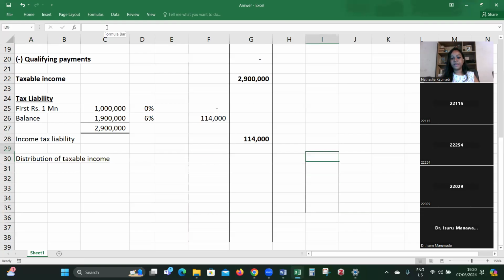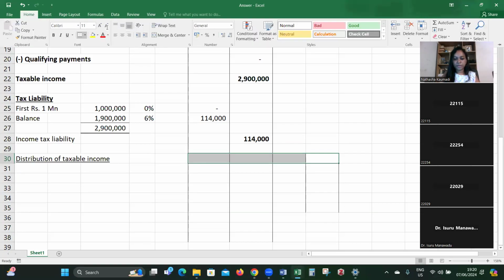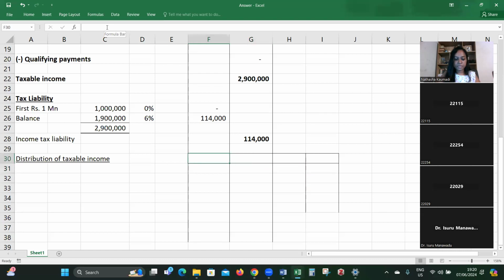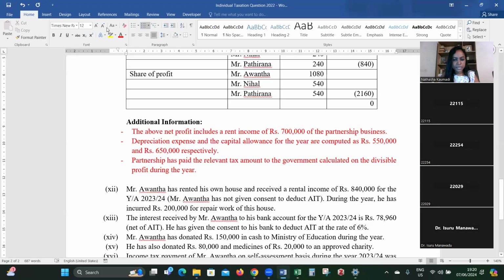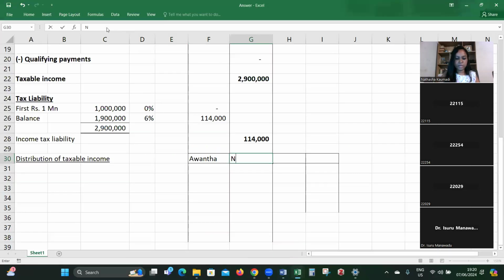Like this, right? You also can draw. I'm writing down their names: Avantha, Nihal and Patirana. And you can have a total column as well. Avantha, Nihal and Patirana and a total column.